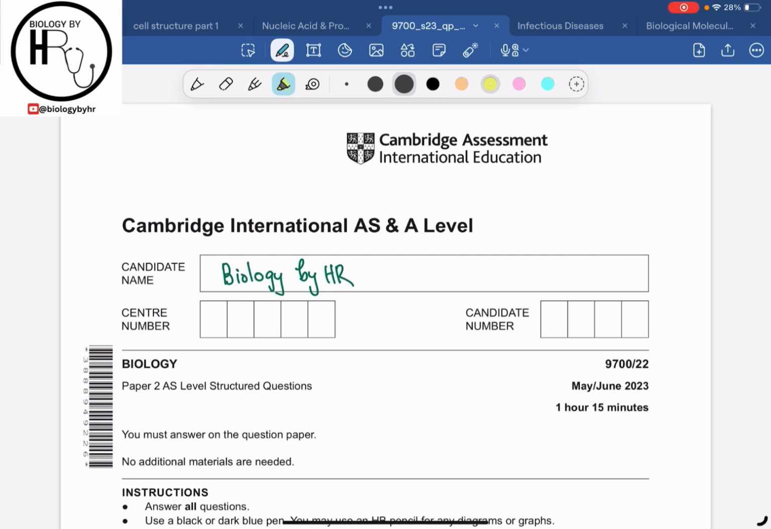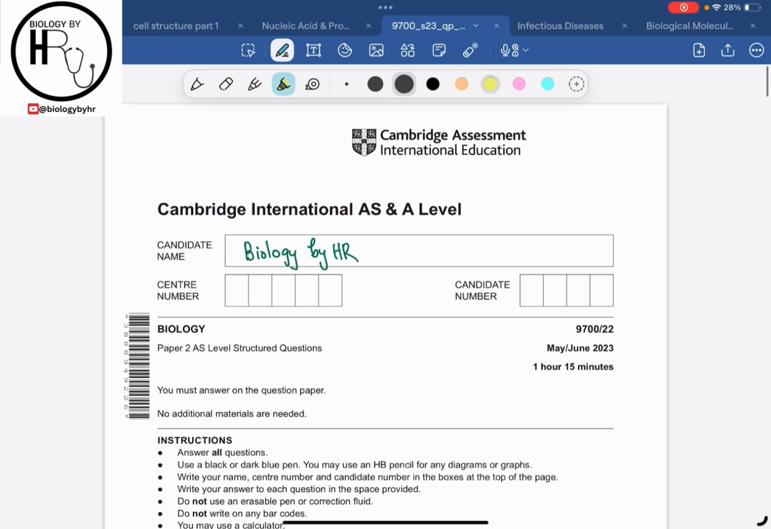So today basically we are going to be looking at the AS level biology 9700 past paper, which is from the year May June 2023, paper 2-2. So we are going to be discussing the May June 2023 paper 2-2 of the AS level biology 9700.